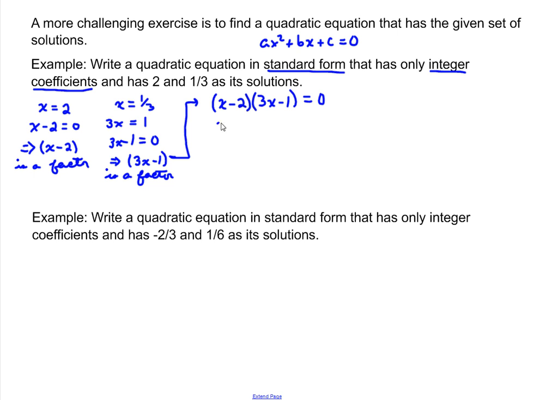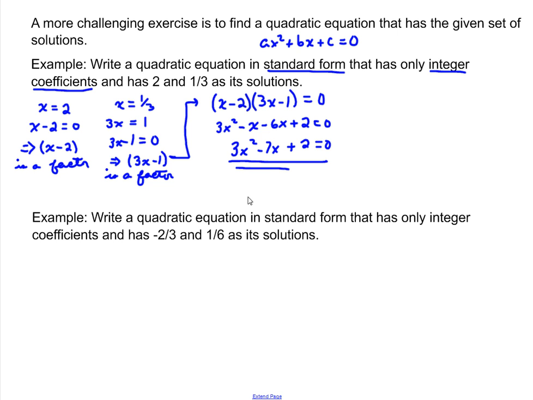So that's going to be 3x squared from our first term. Our outer terms, x times negative 1 is negative x. Our inner terms, negative 2 times 3x is negative 6x. And of course, negative 2 times negative 1 is plus 2 equals 0. And of course, doing that gives us 3x squared minus 7x plus 2 would equal 0. And this is our equation now in standard form.